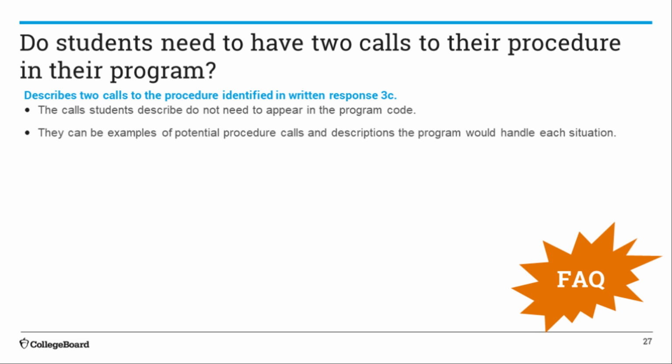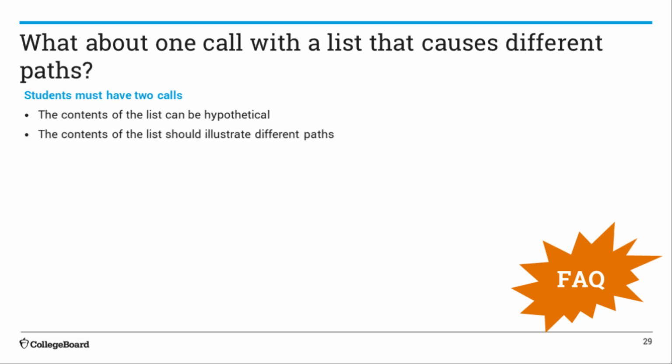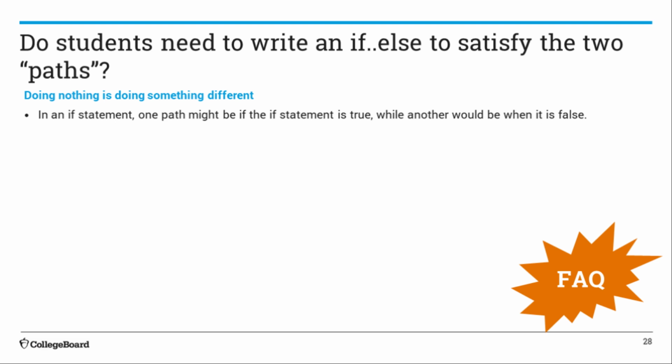Do students need to have 2 calls to their procedure in the program? No, they don't. These are hypothetical calls. You need to have at least 1 call in your program in order to satisfy your program, but you do not need to have 2. Do students need to write an if-else to satisfy the 2 paths? You do not need to have an if-else. If you have an if, that represents one path, if that's true, and the other path would be that you don't do anything if it's false.